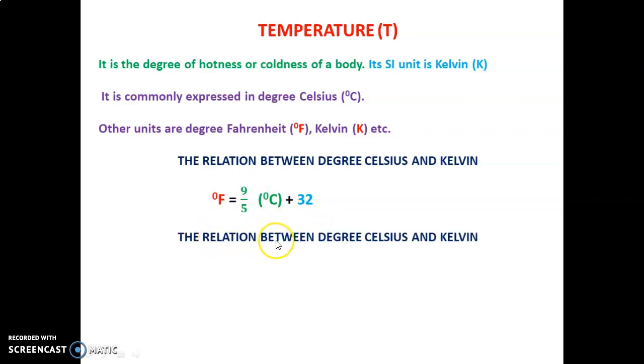Here, where I wrote the relation between degree Celsius and Kelvin, that is wrong. It is a mistake. Sorry, please correct it. It's not Kelvin, this is Fahrenheit.